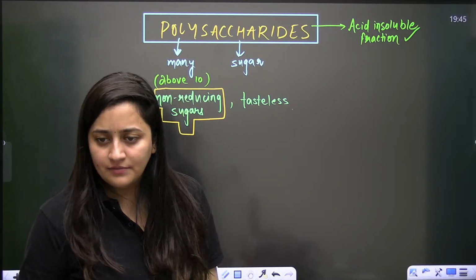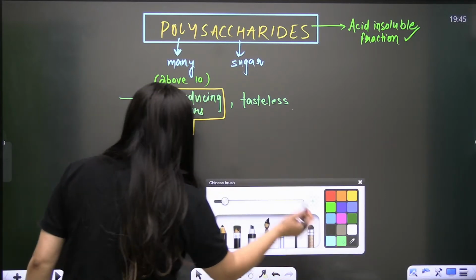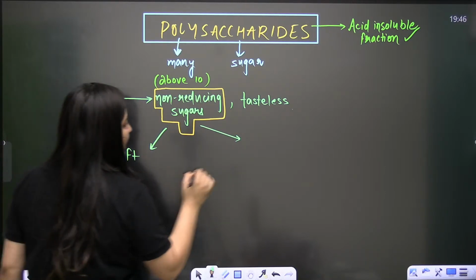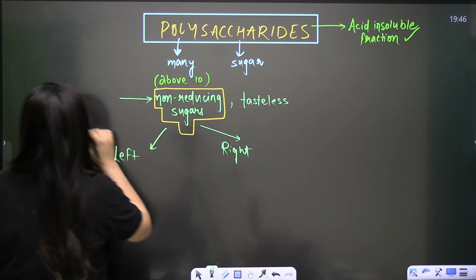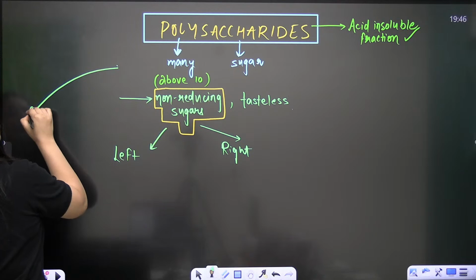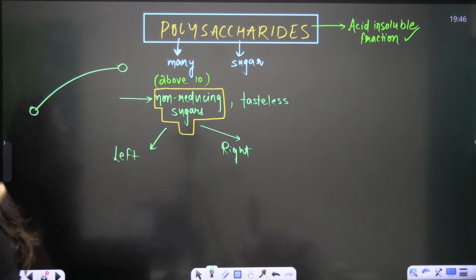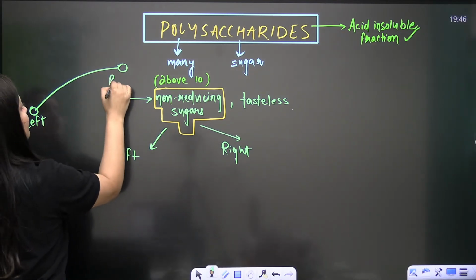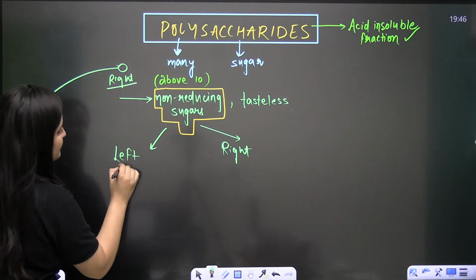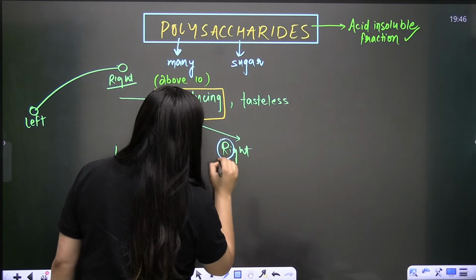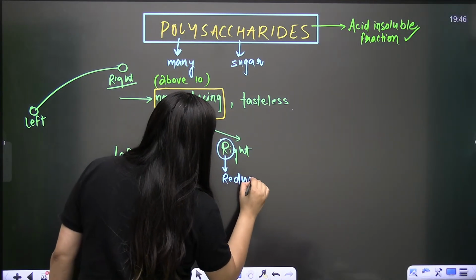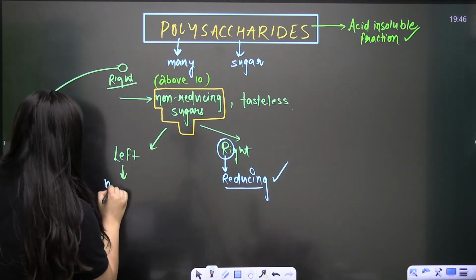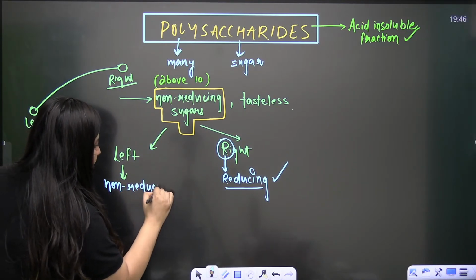So here, although they are non-reducing, if you talk about their individual ends, like the left end and the right end, let's say there is a chain. One side is your left side, another side is your right side. When you talk about the right side, R for right, R for reducing. This is what you need to remember, because this side will have that free aldehyde group or ketone group. So the left side is going to be non-reducing.